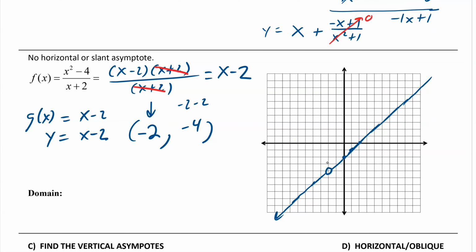So that means our domain here is from -infinity to -2, union -2 to infinity. So if you want to introduce a hole into any function, just multiply it top and bottom by that thing, and it'll create that hole. All right, these are your special ones.